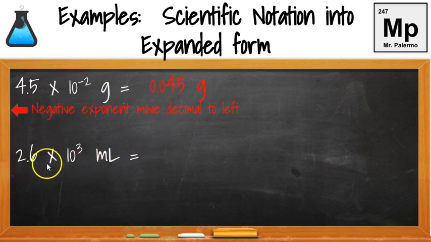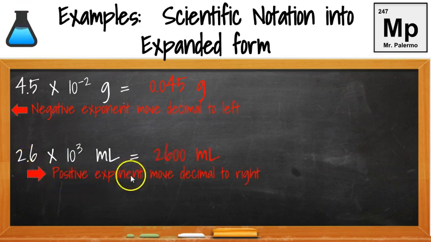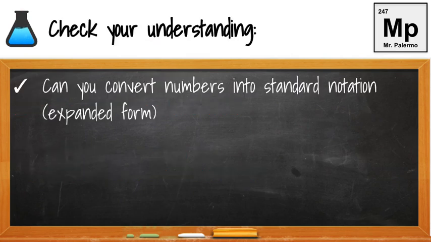Here we have a number that is larger than 1 as indicated by the positive exponent. So I'm going to the right, 3 spaces. I'm going to move this decimal 3 spaces to the right, and I get an answer of 2,600 mLs. So you want to get comfortable going into and out of scientific notation. So let's check your understanding. Can you convert numbers into standard notation or the expanded form from scientific notation?